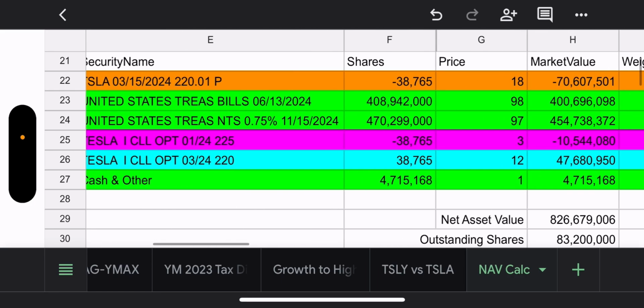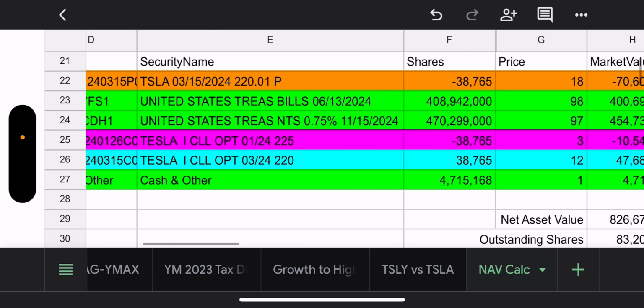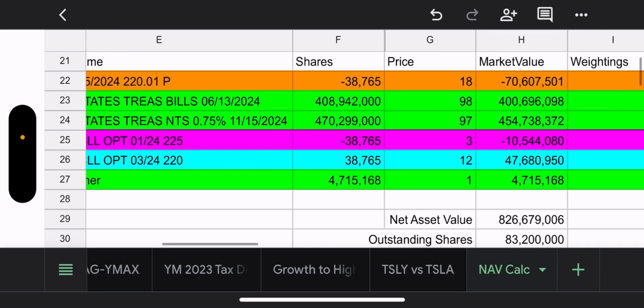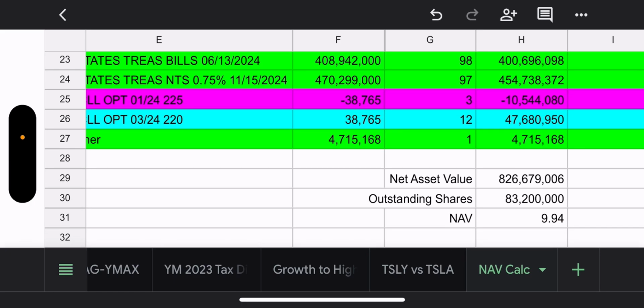Okay, again, that's in pink, purple, whatever the heck the color is. So again, orange, synthetic, turquoise, other side of synthetic, purple, weekly call, green, cash. Okay, add all that up together. What do you get? You get $826 million. That's a lot of money. This fund is almost worth $1 billion.